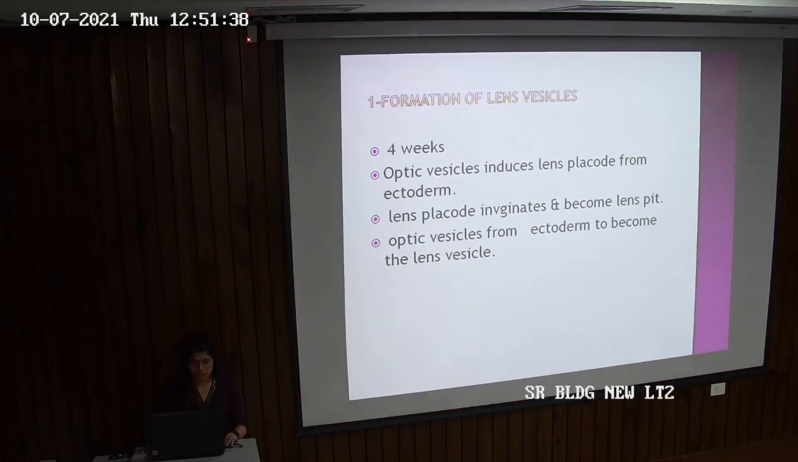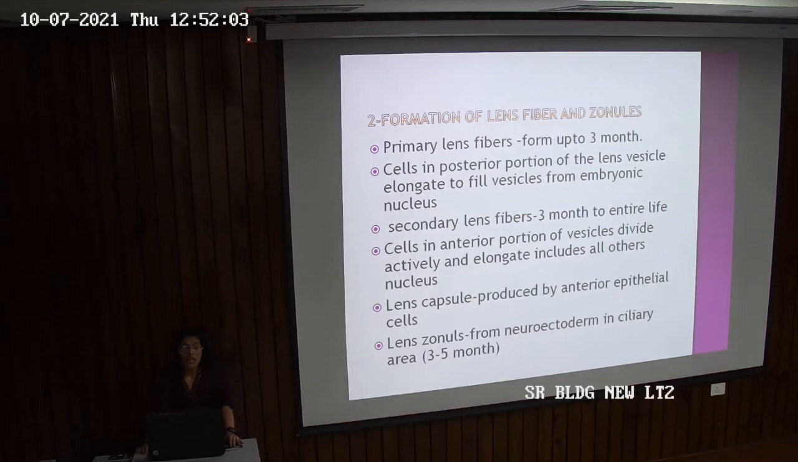So how is it actually forming? The lens vesicle forms in the 4th week. The optic vesicle induces the lens placode from the surface ectoderm. The most important question, which has also been asked in PG exams, is from where it originates, and that's the ectoderm. The lens placode invaginates and becomes the lens pit, and then it separates from the ectoderm to become the lens vesicle.